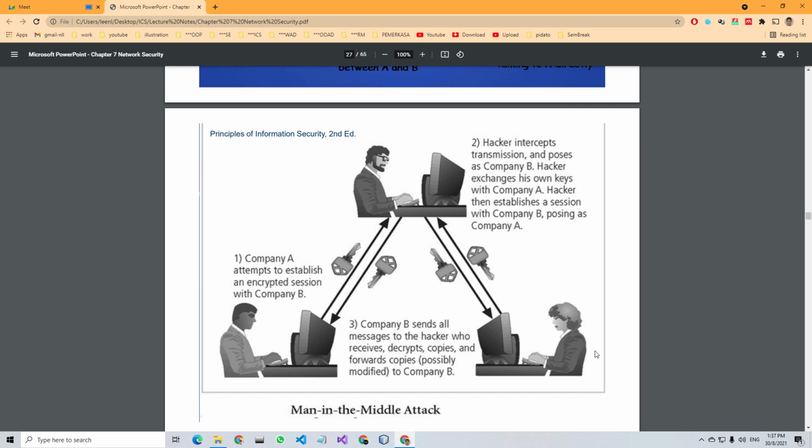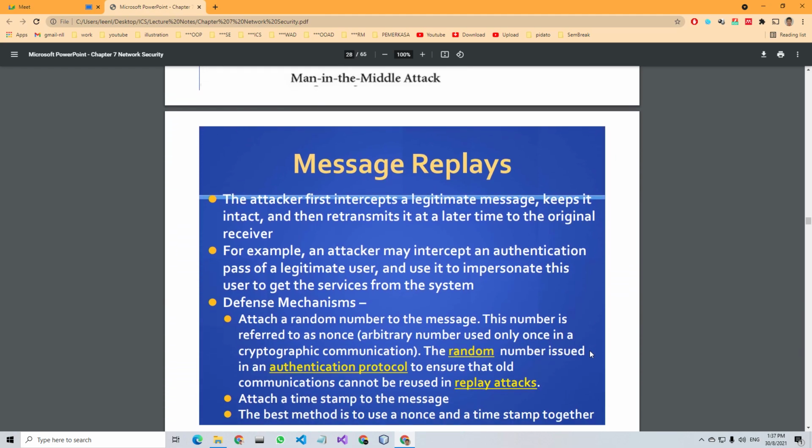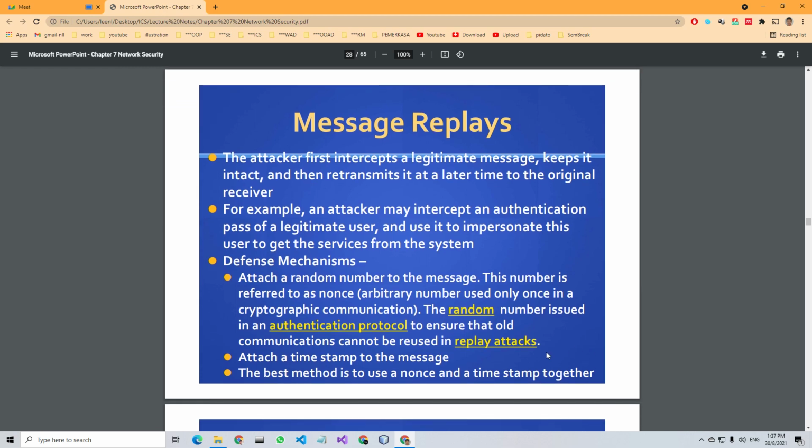How about message replay? What is this? Still remember message replay? There are similarities. How about this? Who wants to try? Message replay. Still remember this? Replay.